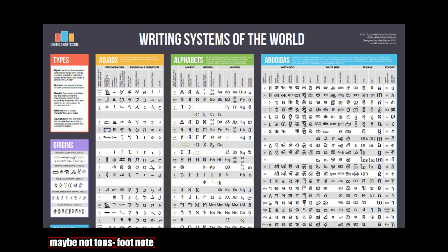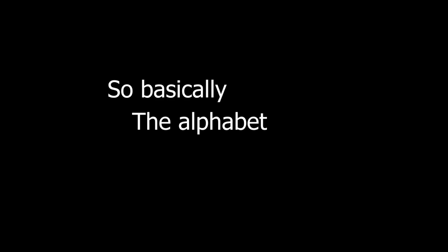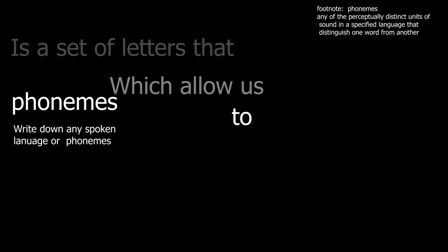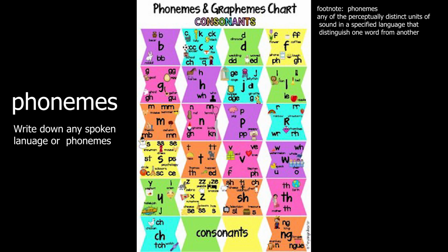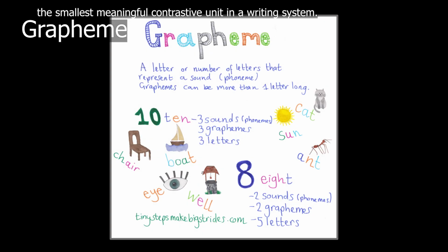So, basically, the alphabet is a set of letters which allow us to write down any spoken language that uses the writing style that is the alphabet, using words such as phonemes, which allow us to do it, and then graphemes, which allow us to have basic symbols. Although it's another word for basic symbols. The definitions are on the screen.